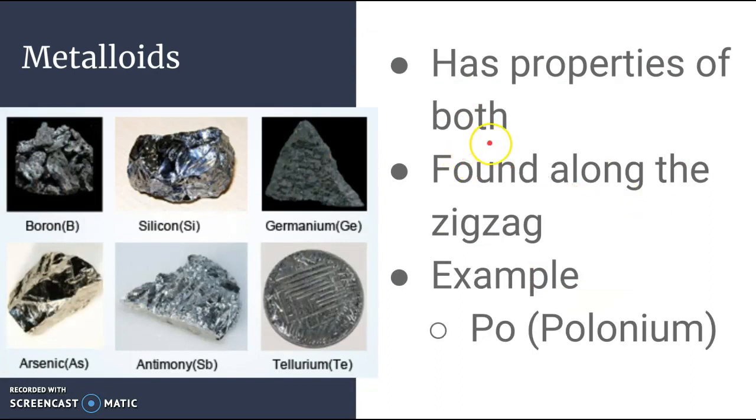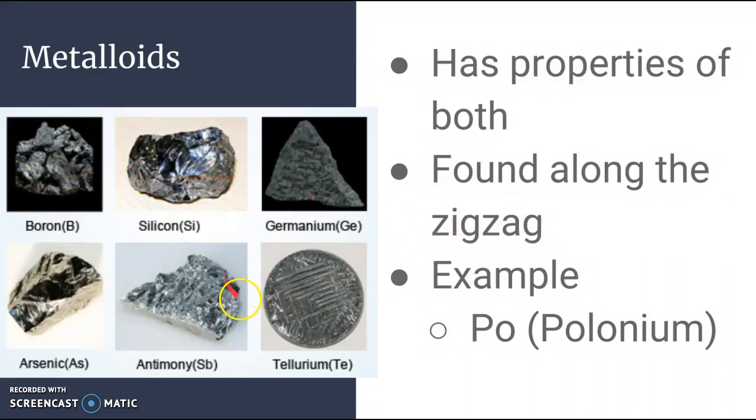Okay, so our last one is metalloids, and metalloids are the exceptions to the rule, which, man, you are going to get so sick of hearing that when you take chemistry. There's always an exception. So this has the properties of both of them. So some of them are going to be ductile, some of them are going to be shiny. You can see that right here. We got a couple of them are shiny. Some of them are going to be able to be formed into shapes. Those are found all along the zigzag line.